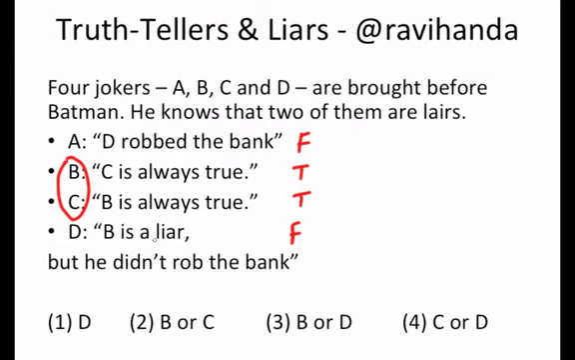But D says B is a liar, but he didn't rob the bank. That means this statement is a lie because we have assumed it as false. So that means who robbed the bank? That means B robbed the bank. So B robbed the bank is a possibility if B and C are speaking the truth.